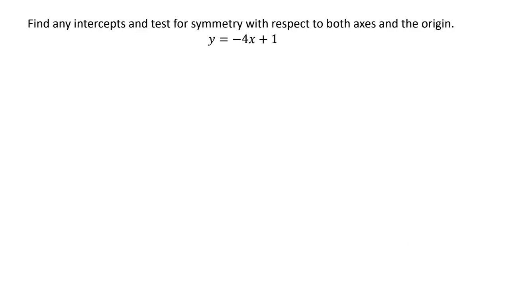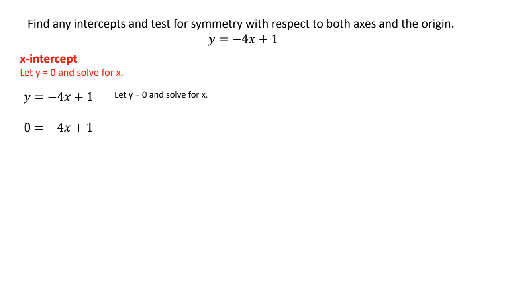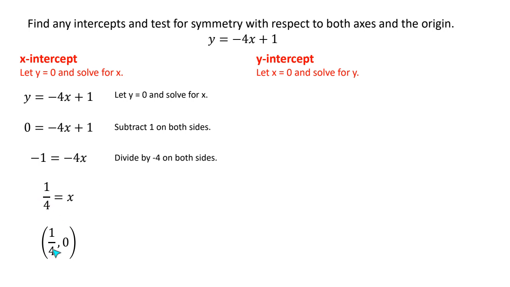So the next part we have is find the intercepts and test for symmetry. So first we'll find the intercepts. Whenever you find the x-intercept, we let y equal 0 and solve for x. And so we're going to subtract 1 on both sides. And then we're going to divide by negative 4. So my answer is going to be 1/4 and 0. Then we have our y-intercept. So we're going to let x equal 0 and solve for y. So we get y equals negative 4 times 0 plus 1. So our y-intercept is y equals 1.